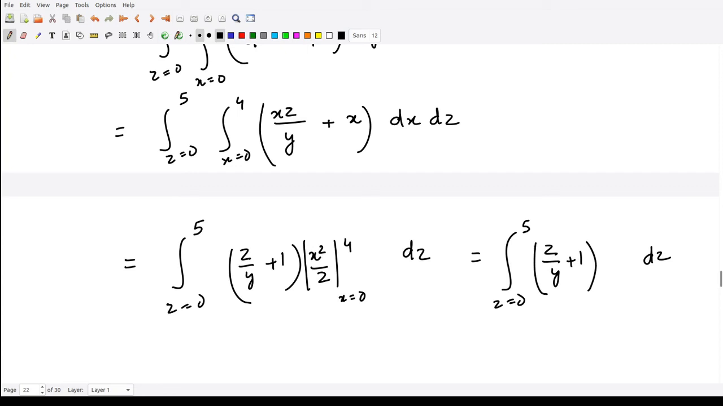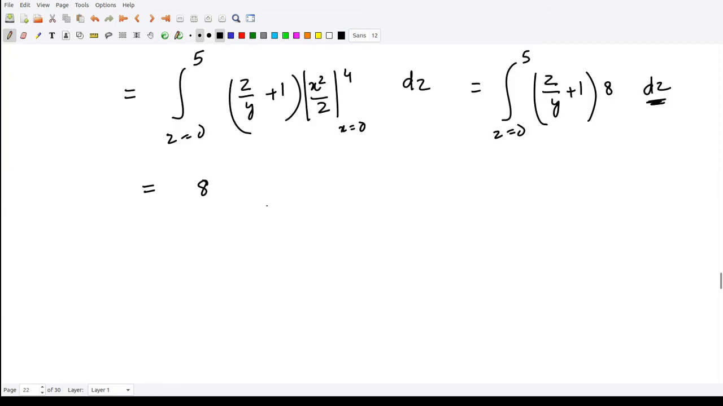So basically you are left with the quantity z upon y plus 1 into, when you substitute 4 here, it would be 16 by 2, that would be 8. When you substitute 0, you will have 0. So this is what you have. So that means you are to now perform the integration with respect to z. So this quantity will be equal to z square by 2y, because y will be treated as constant, plus z, and the limits of integration vary from 0 to 5.